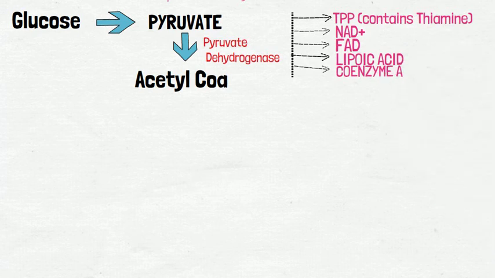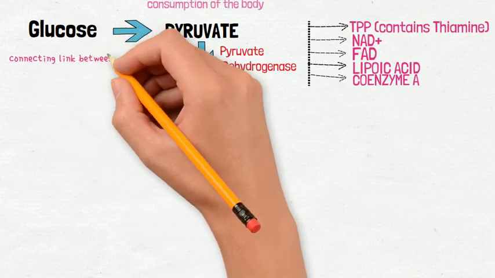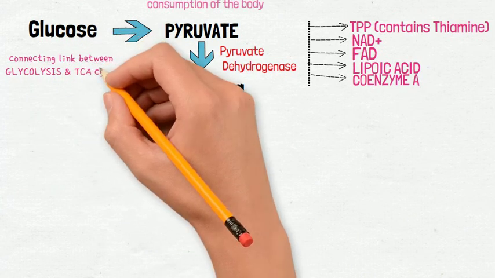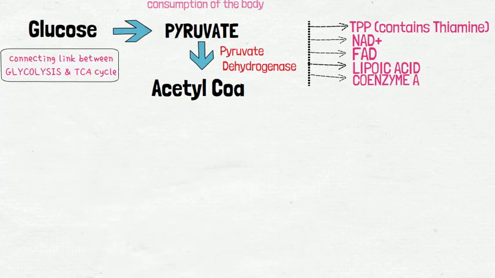Oxidative decarboxylation of pyruvate to acetyl-CoA is a connecting link between glycolysis and the TCA cycle. In this process, CO2 is released and therefore acetyl-CoA becomes a 2-carbon compound. Energy is also released in the form of NADH.